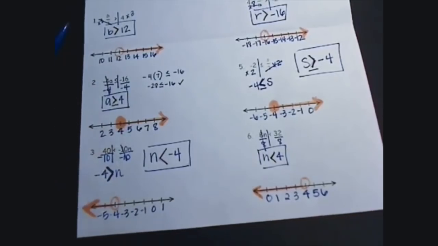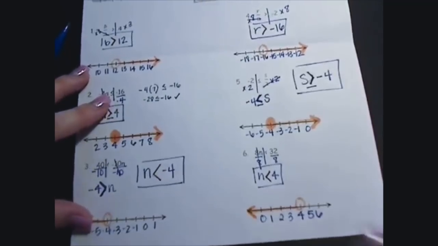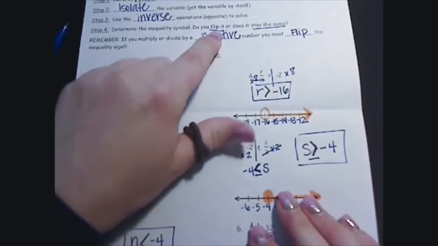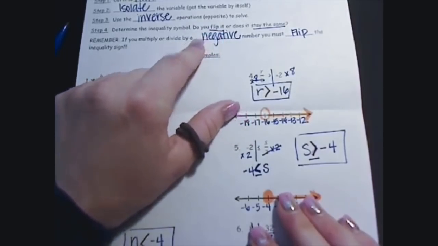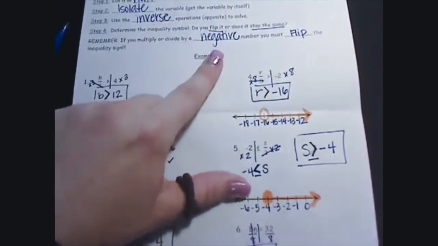So this is how you solve and graph one-step inequalities using multiplication and division. The only thing that you have to remember to ask yourself is, do I need to flip the sign? And in order to flip it, that means I'm going to multiply or divide by a negative number. So don't forget to ask yourself that question.